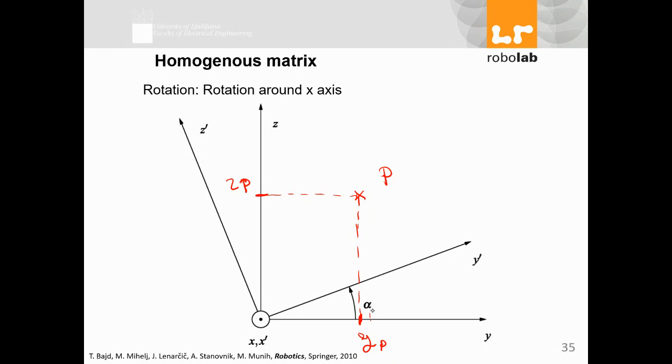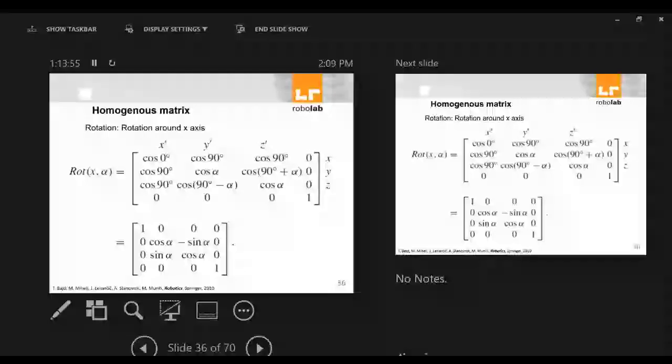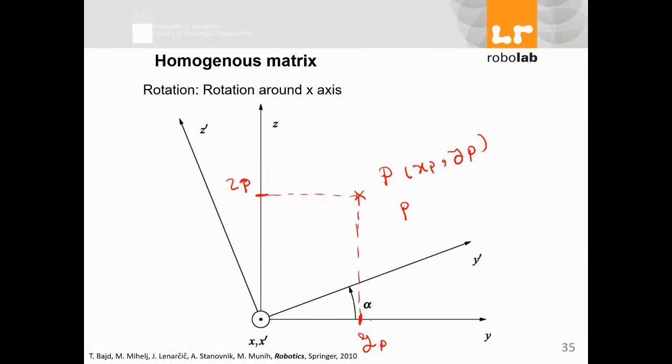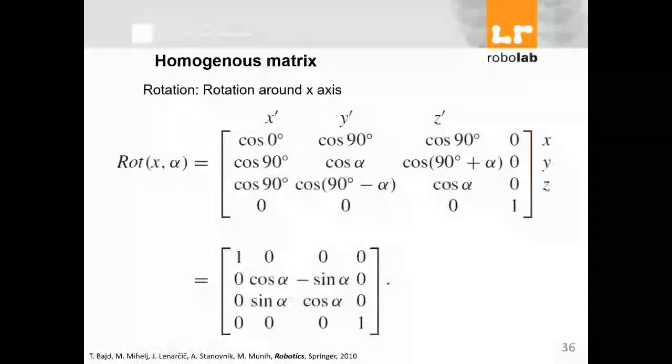So the question is, if I know the location P in X and Y is XP and YP, what would be the coordinates of P if I call it P prime, or P in the prime system? Y prime, Z prime. What are the coordinates of that point in the prime system?